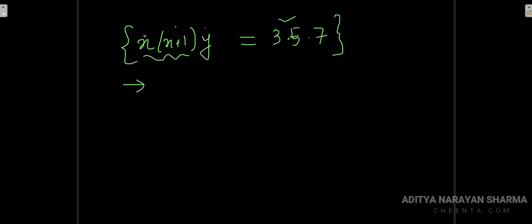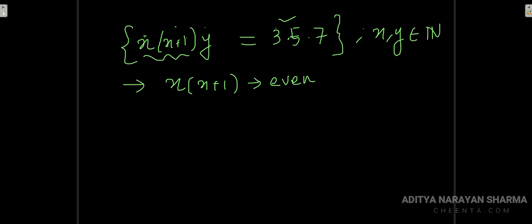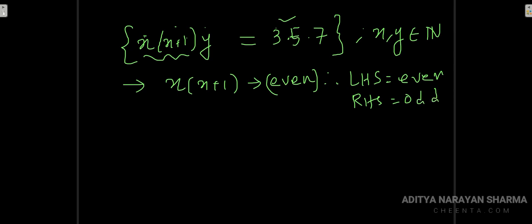Here you can always write that x into x plus 1, for any integer x, is actually even, isn't it? Let's talk about positive integers first, and mostly you will always be concerned with natural numbers, so let's restrict our solutions to natural numbers. So x into x plus 1 is even, and if it is even, then the LHS should be even. But we can clearly see that RHS is odd, and this is not possible, so there are no solutions. This comes as a contradiction.